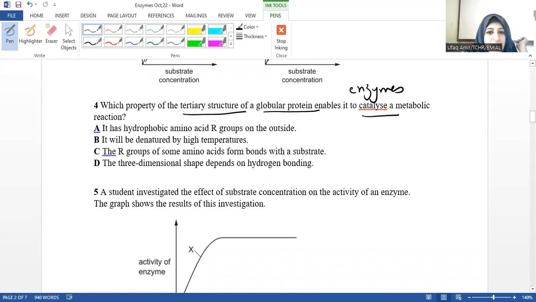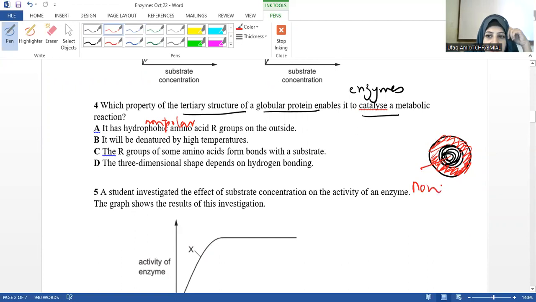It has hydrophobic amino acid R groups on the outside. Absolutely wrong. A globular shape forms when hydrophobics reside inside, and all the hydrophilics surround the hydrophobics, and these surrounding hydrophilics are going to react with the external polar environment. So that's wrong, that hydrophobic, meaning non-polar, amino acids are on the outside. If they were on the outside, then this globular enzyme wouldn't be able to work anymore. So they are always trapped inside.